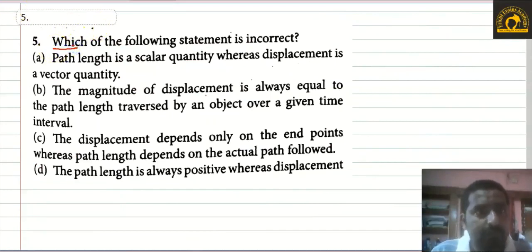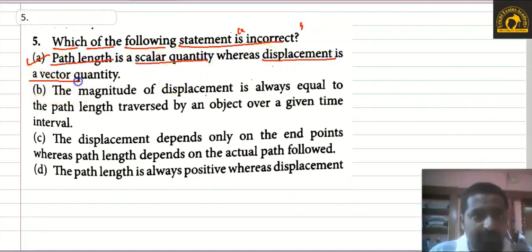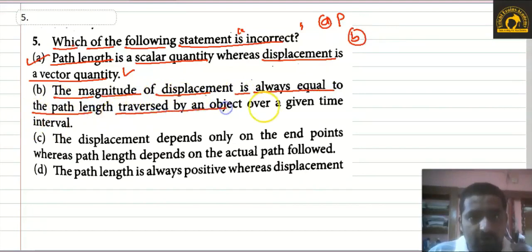So which of the following statements is incorrect? Let's see, option A. Path length is a scalar quantity, whereas displacement is a vector quantity. This is correct. The path length is scalar and the displacement is a vector quantity. Then option B. The magnitude of the displacement is always equal to the path length traversed by the object over the given time interval.